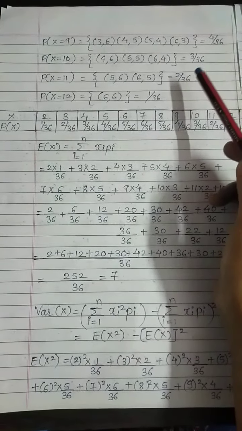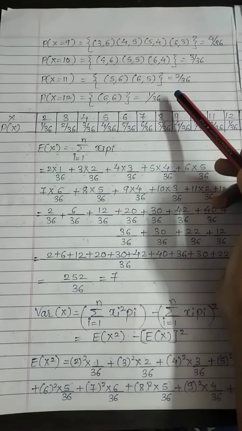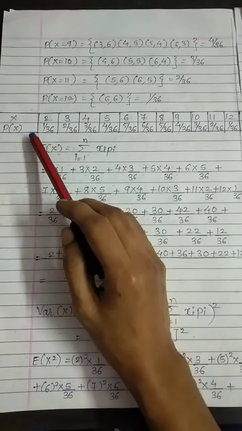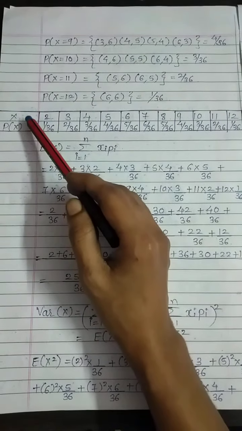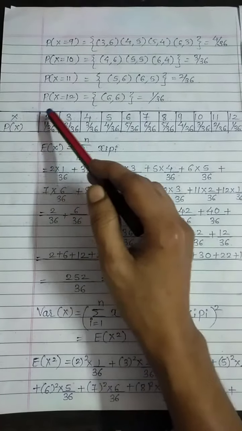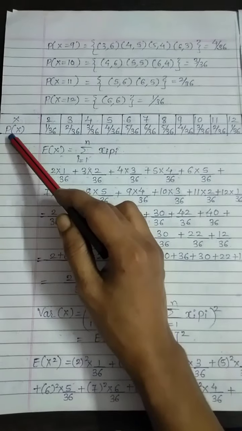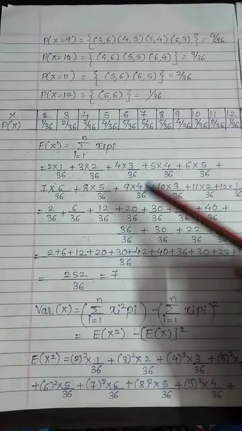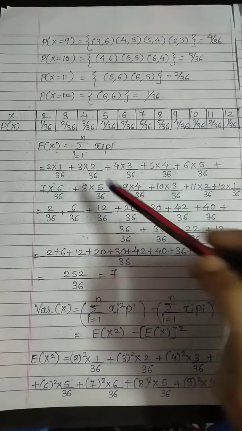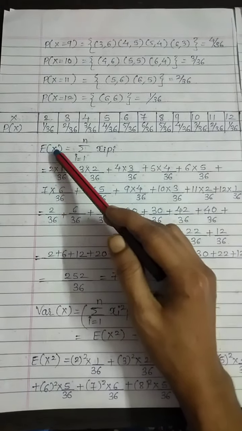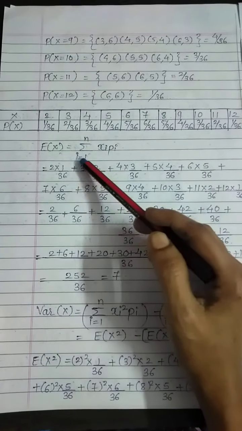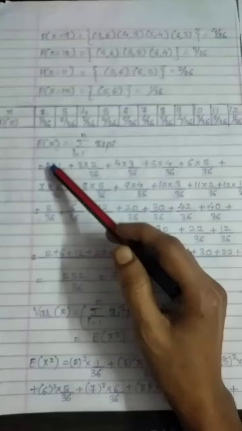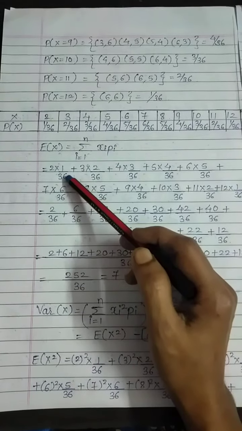Now all these values of x and p of x we can write in the form of a table. While writing the probability distribution table, we will write the values of x and below that the probability of x, so that it will be easy while finding the corresponding expected value. The formula for expected value we know: summation i going from 1 to n of xi into pi, that is the value of x into the corresponding value of probability.